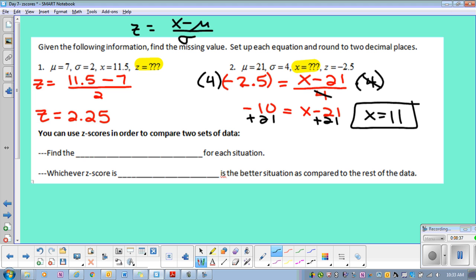Good. So your x equals 11. Any questions about that? All right.